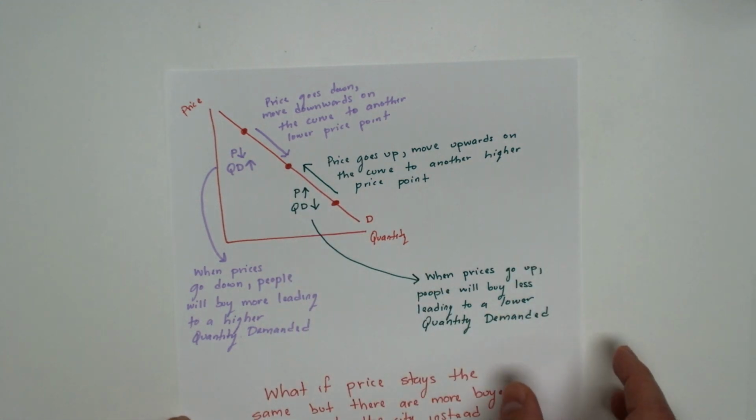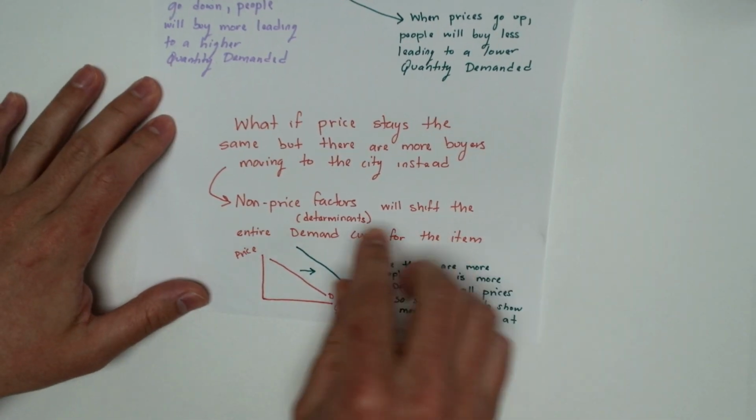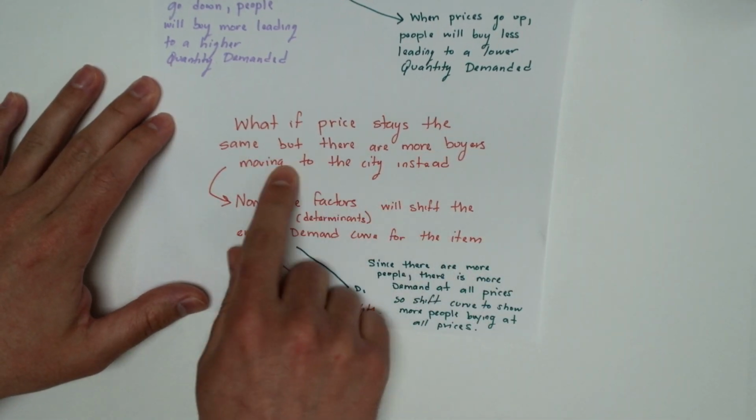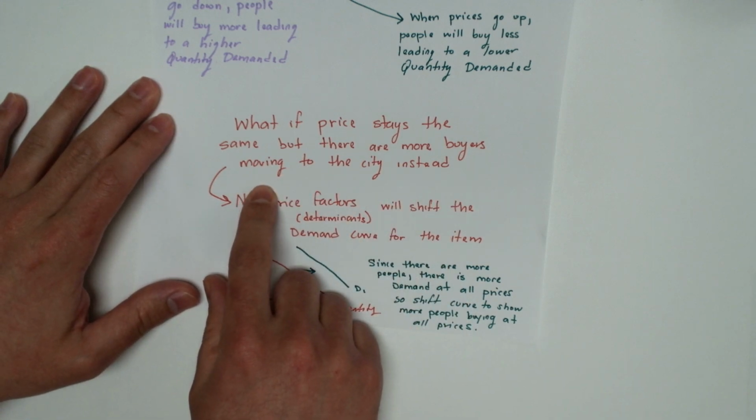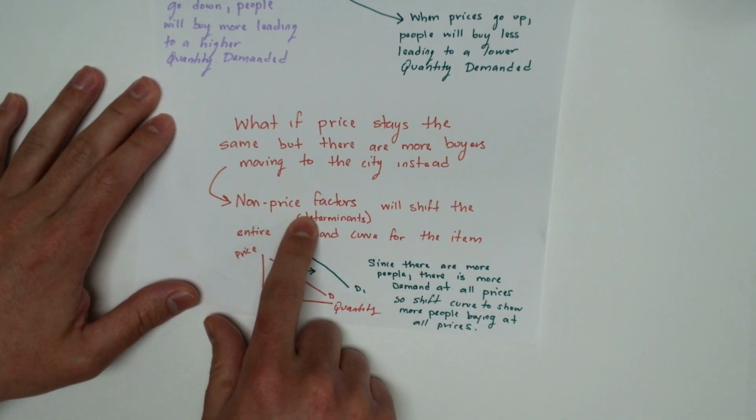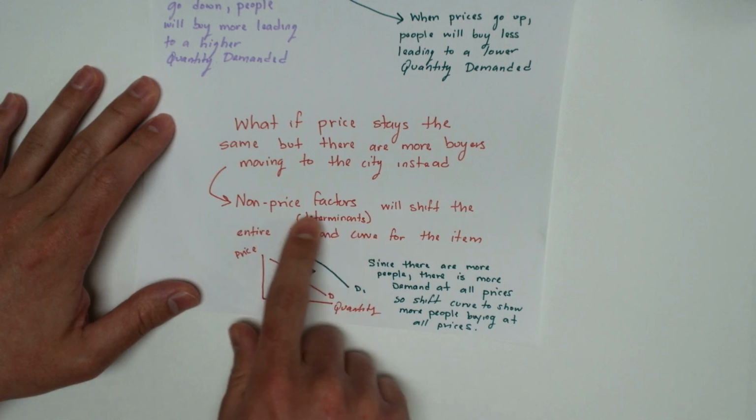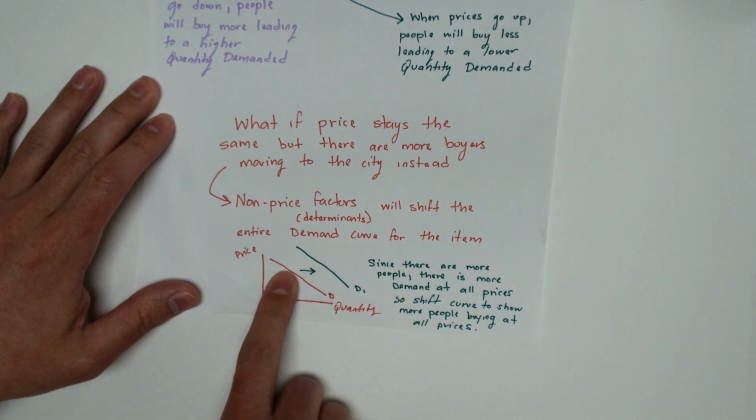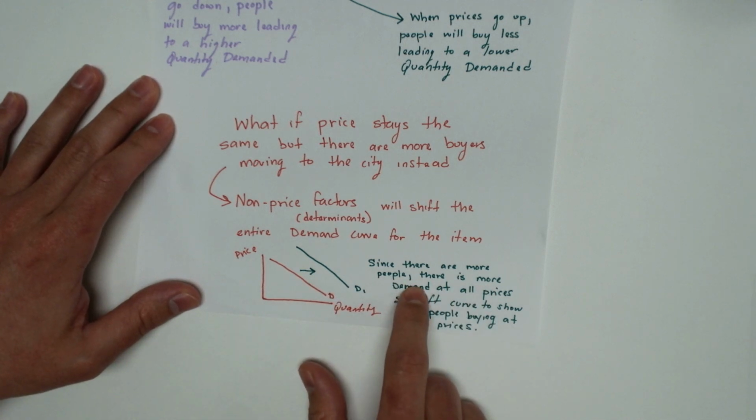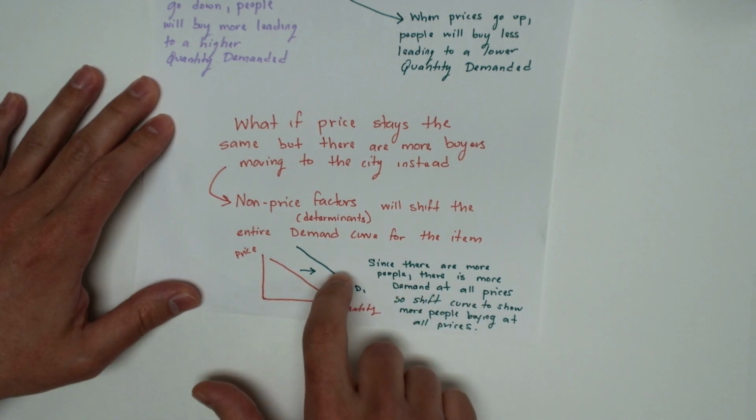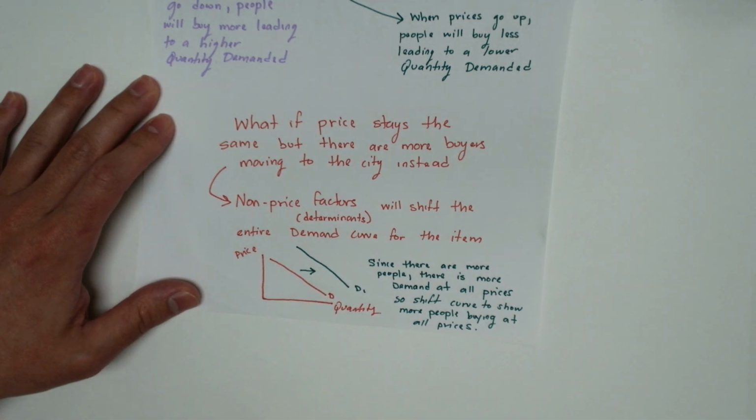Now, what if the price stays the same and something else changes? What if the price stays the same, but there are more buyers because there's more people moving to the city? This is called a non-price determinant. Okay, and a non-price determinant or a shifter is going to shift the entire curve. This is because since there are more people, there's going to be more buyers at every single price. So we have to show that by shifting the curve over here to the right.